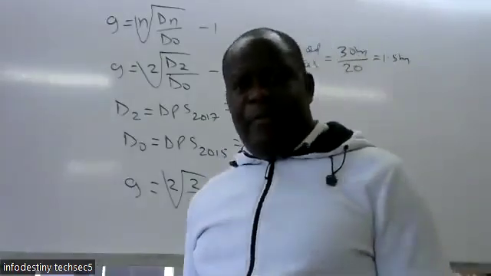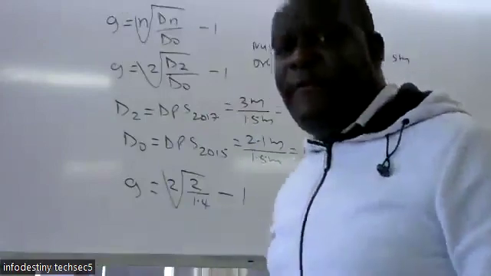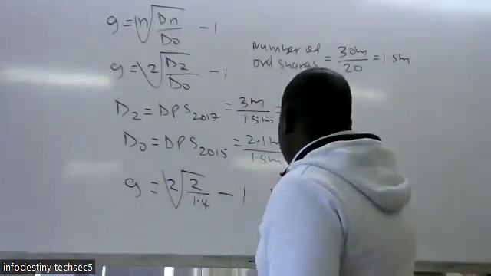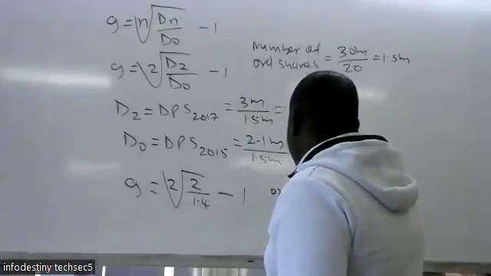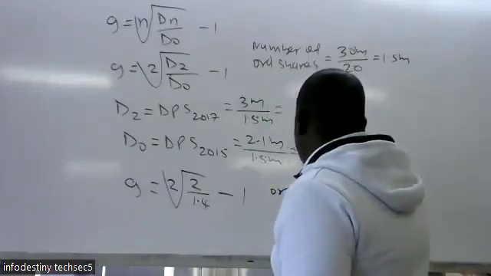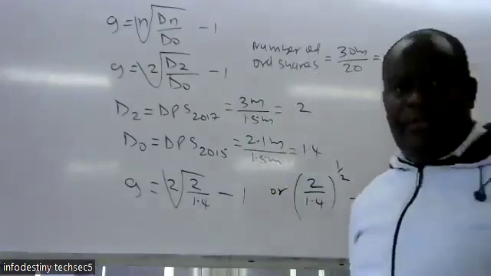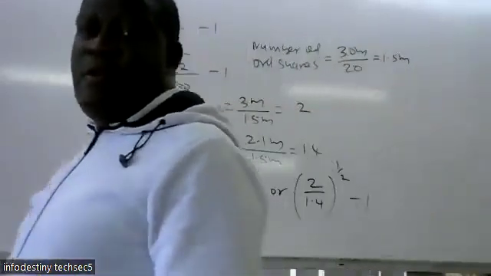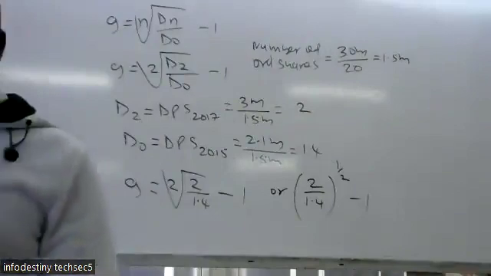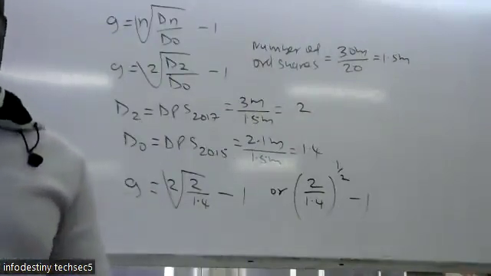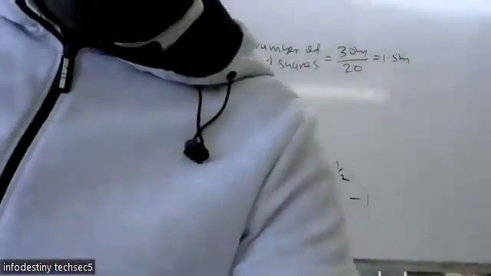Reconfirm. Remember, I had told you that the figure can also be calculated this way: 2 divided by 1.4, raised to the power of 1/2, like that. I had shown you the two formulas on how to get G. So it should be 19.5% as the growth rate.